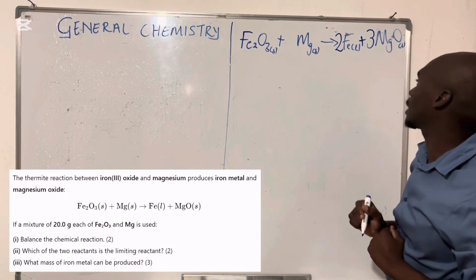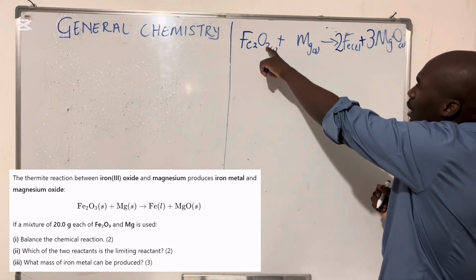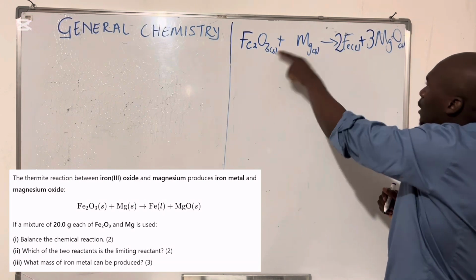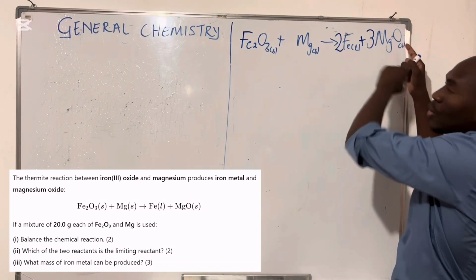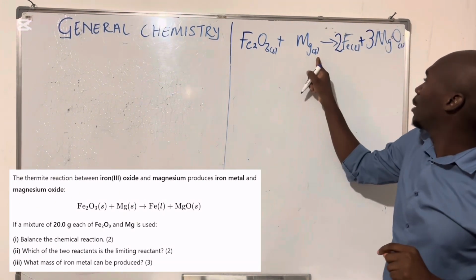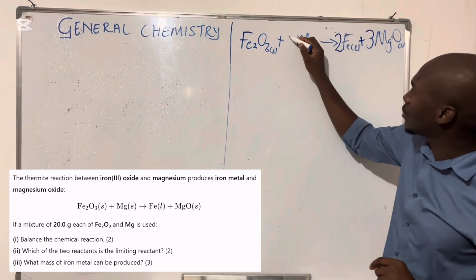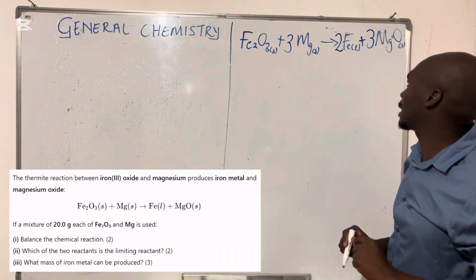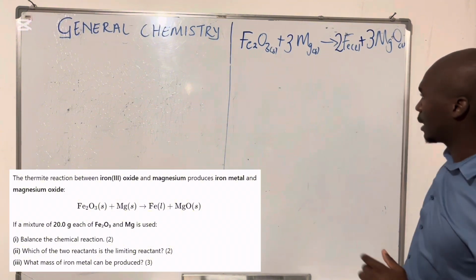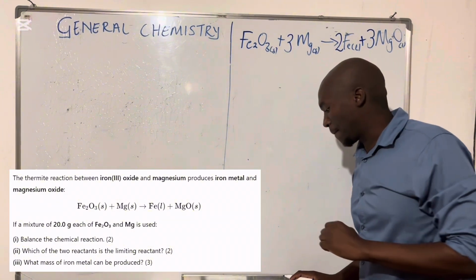Let me write plus like this. And if you check it out now, how many O do you have? 3. Here you have 3 O. Then what about here? How many Mg do you have? You have only 1. There you have 3, meaning that you are forced to write 3 like this. So when it is like this, it is now balanced.